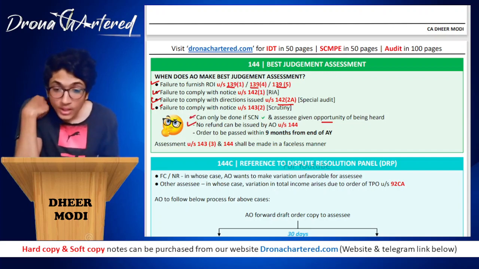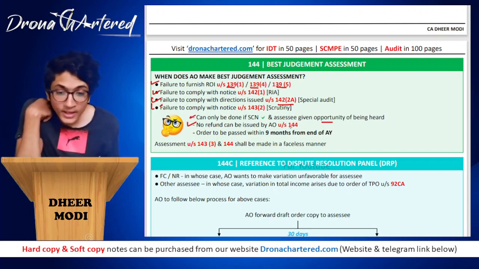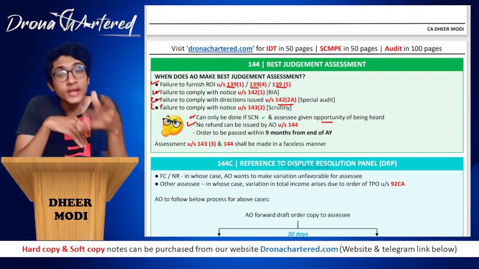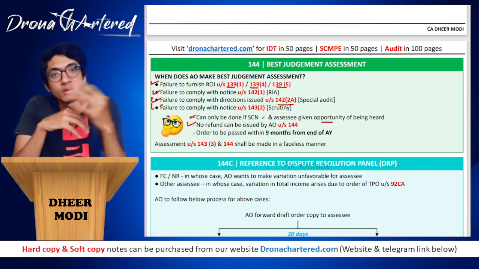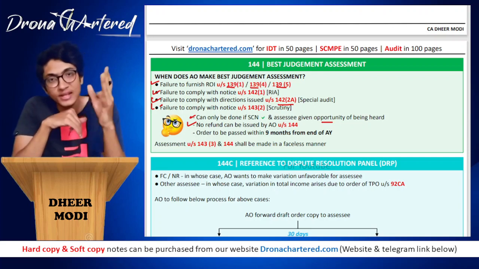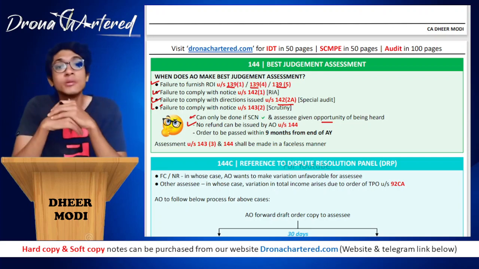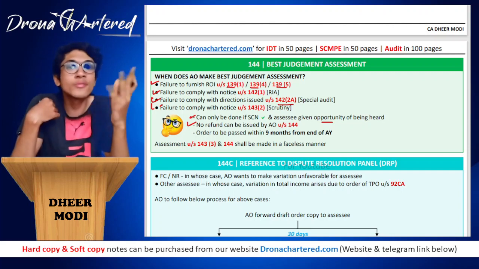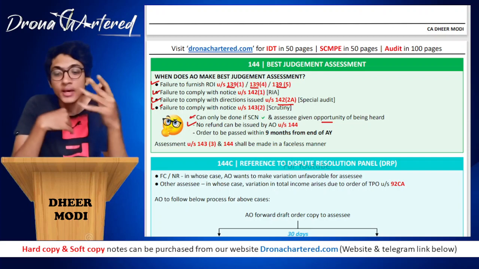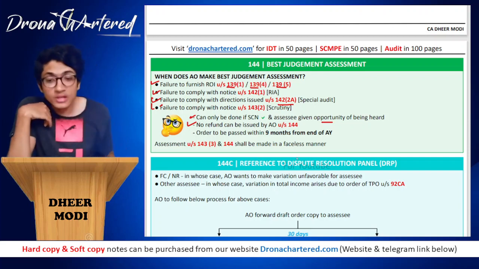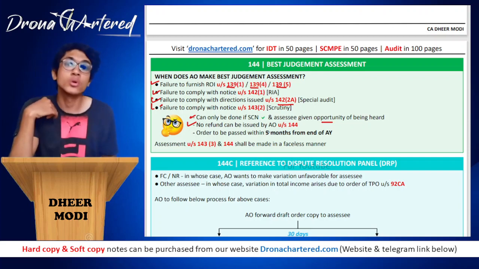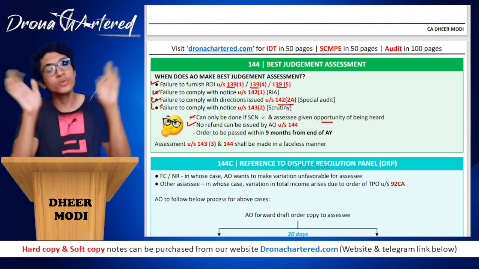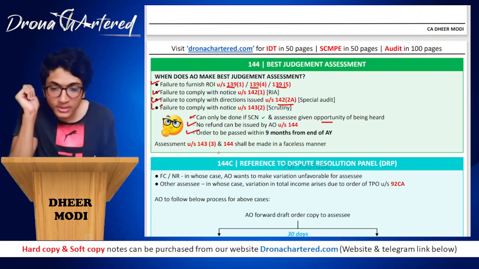Next, no refund can be issued by the AO under section 144. That means by doing best judgment assessment, if the assessee has declared an income of, say for example, 15 lakhs, while doing best judgment assessment, if the AO comes to a figure of, say for example, 12 lakhs, in such a case, he cannot reduce the income. So therefore, no refund can be issued. That means if under best judgment assessment the income comes less, you have to ignore it. No refund will be issued.